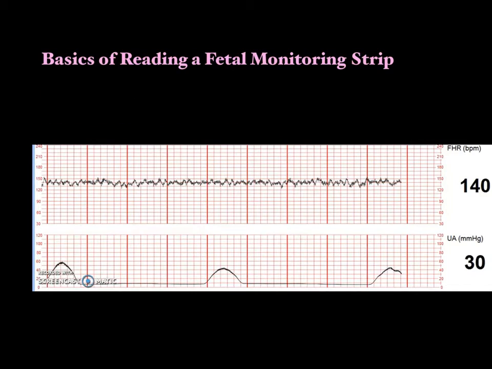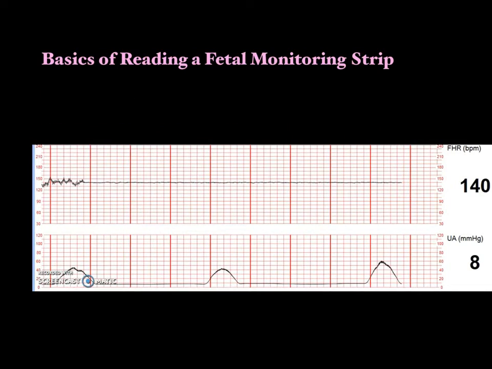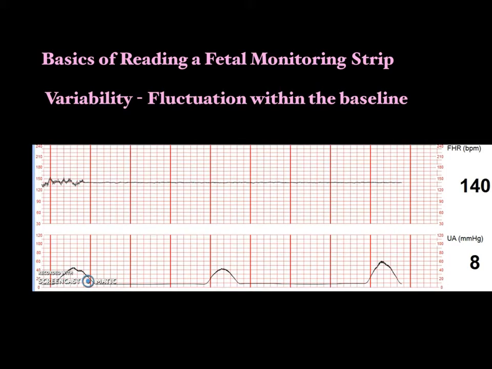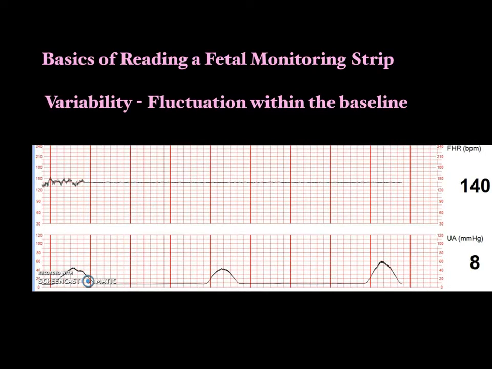And let me see if I can get our strip to cooperate. Okay, so we had our moderate variability over here. Now we have absent variability. So let's talk about what variability is. Variability is the fluctuation within the baseline. And what we want is good moderate variability. It gives us a nice responsive baby. But what we have right here is absent variability, and that is not a good sign.